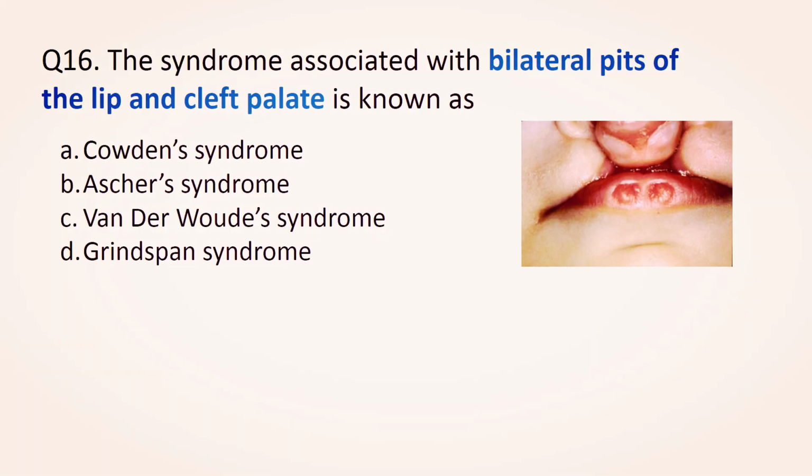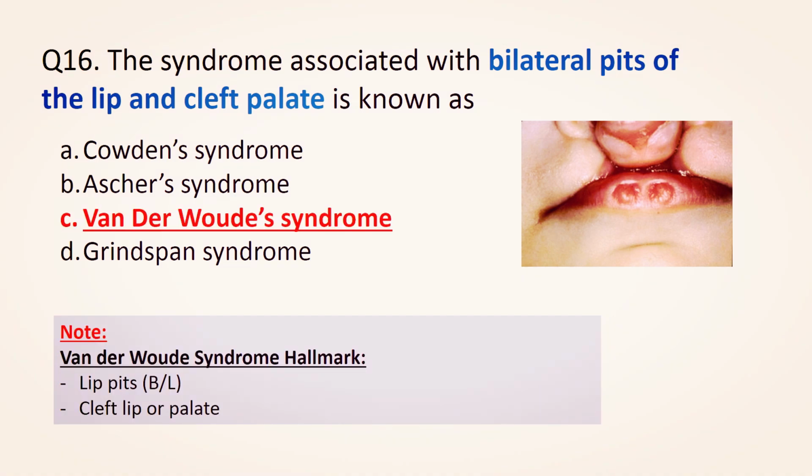Question number 16. The syndrome associated with bilateral pits of the lip and cleft palate is known as A. Cowden syndrome, B. Esser syndrome, C. Van der Woude syndrome, D. Greenspan syndrome. The correct answer is C. Van der Woude syndrome. Van der Woude syndrome, also called cleft lip syndrome, lip pit syndrome, dimple papillae of lip. It is autosomal dominant due to the deletion of 1q32 chromosome band. Hallmark is association of lower lip pits with cleft lip and palate.